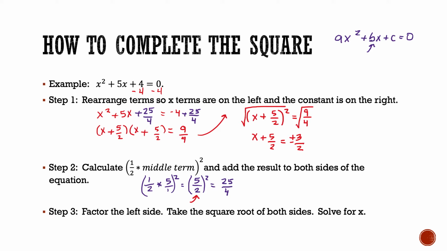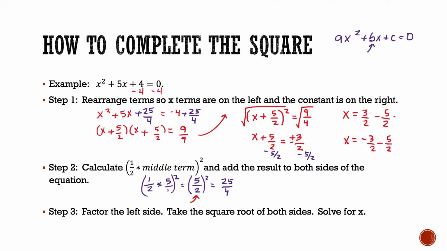And then the last step is simply to solve for x. So solving for x is going to mean that I'm going to subtract 5/2 from both sides of the equation. So when I look at my solutions, I actually have two solutions here. I have a solution where x is equal to positive 3 over 2, and then I'm going to subtract the 5/2. And I have a solution where x is equal to negative 3 over 2, and I'm subtracting the 5/2.